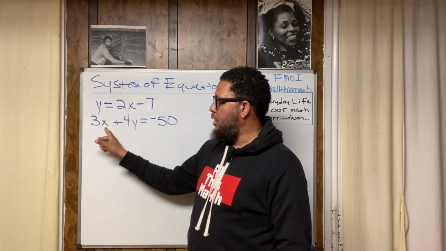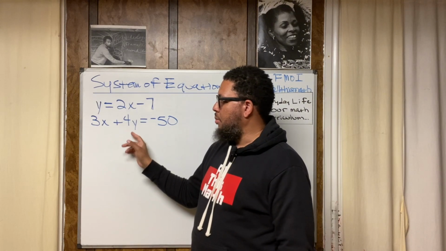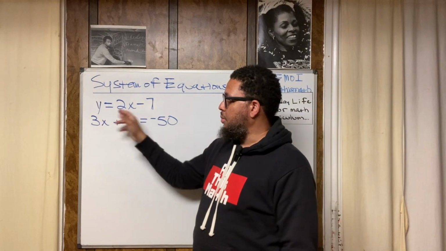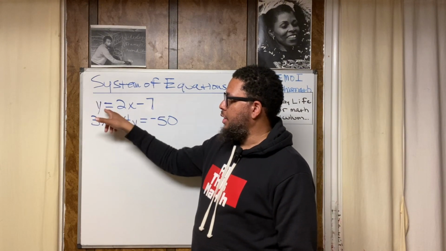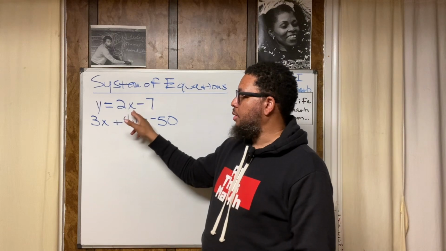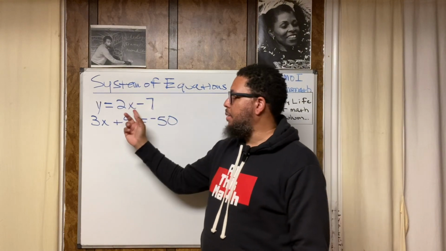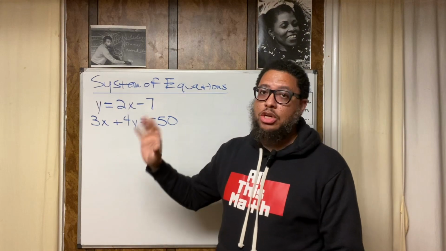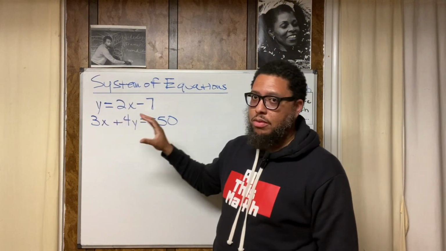That means that 3 times some number plus 4 times some number actually is equal to negative 50. And if this is a true statement, that means that y, whatever number that is, is equal to 2 times some number minus 7, all right? And the same numbers are in each equation. The whole thing is a system, right?